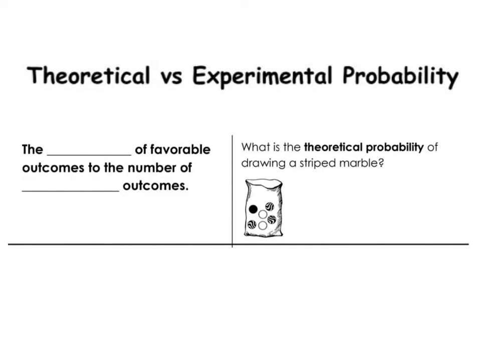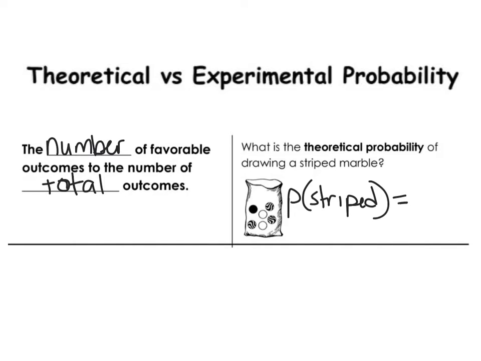Okay, so let's go ahead and start with the notes. So the first part is theoretical probability, and theoretical probability is just the number of favorable outcomes to the number of total outcomes. So we're looking at a bag, it has marbles, and it's asking for the probability of striped marbles. So that's going to be, there's 3 striped marbles, 1, 2, 3, out of 4, 5, 6 total marbles.